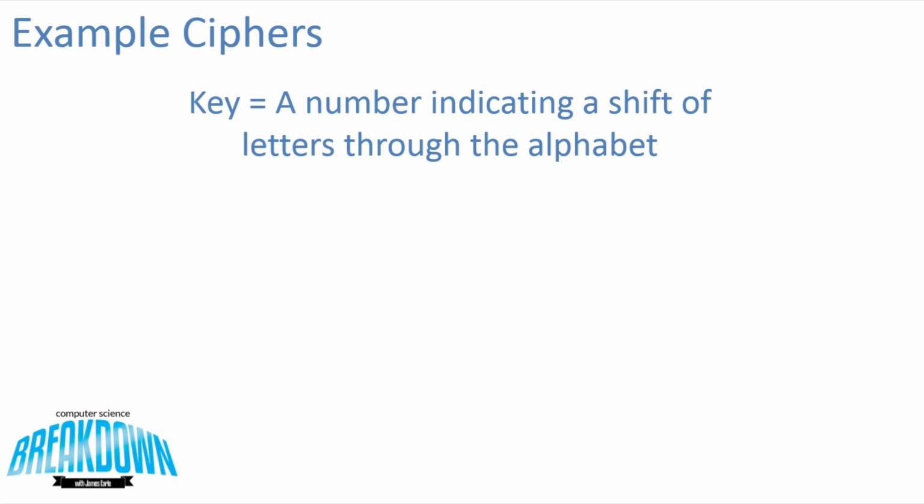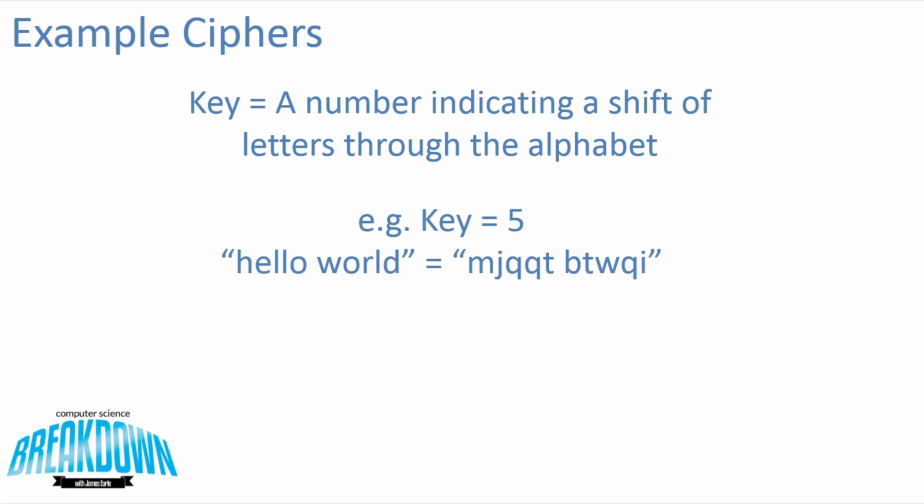And the key that's used is going to be a number indicating a shift of letters through the alphabet. So what I mean by that is if you had a key of 5, every letter is shifted 5 letters forward, and of course that wraps around. So if you had the word hello world and your key was 5, it's going to translate into this text here on the right, which is completely meaningless, of course.